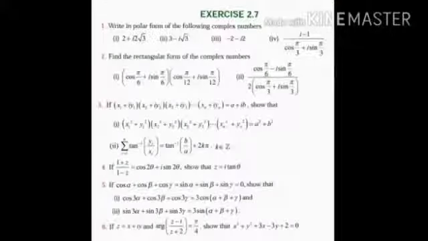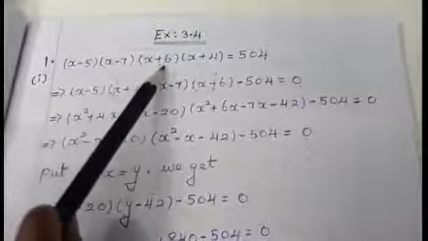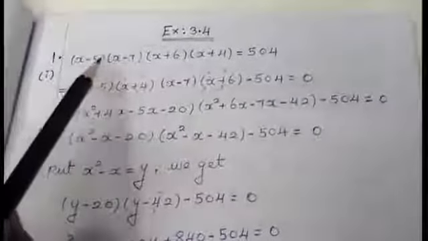In this class, we have completed exercise 2.7. Please, if you see on your left hand side, you have 4 factors: x minus 5, x minus 7, x plus 6 and x plus 4. How we are going to do the calculation is, I'm going to form a grouping.